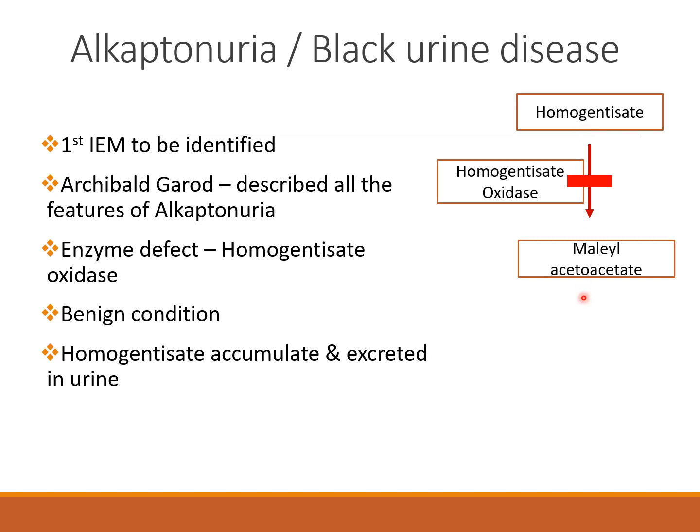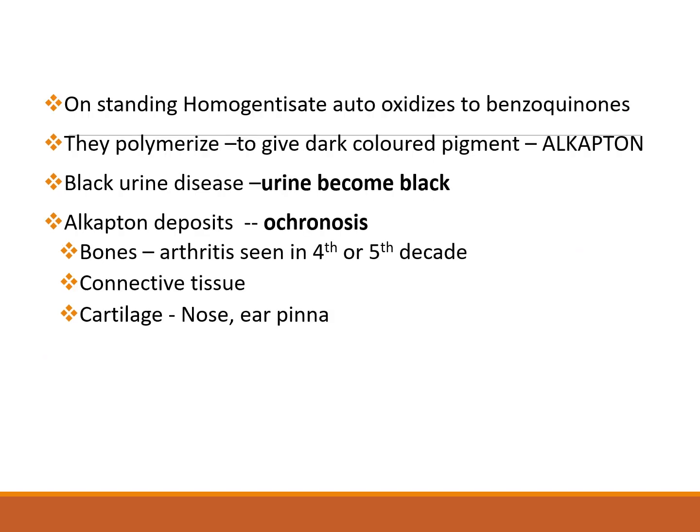So alkaptonuria is a benign condition, and because of this enzyme deficiency, homogentisate accumulates and is excreted in urine. So now we know that homogentisic acid is excreted in urine. On long standing, this homogentisate auto-oxidizes to form benzoquinones, and these benzoquinones polymerize to give a dark colored pigment called alkapton or alkapton bodies. That is why this disease is known as black urine disease, because on standing the urine turns black.